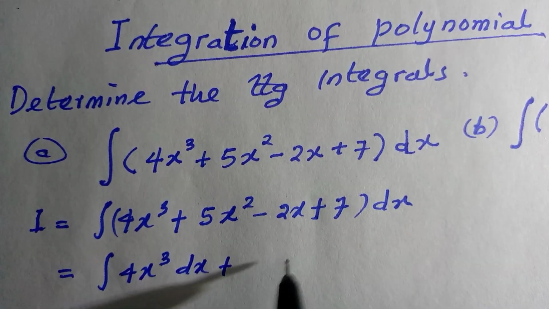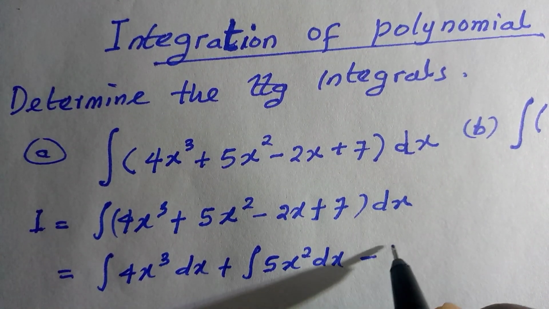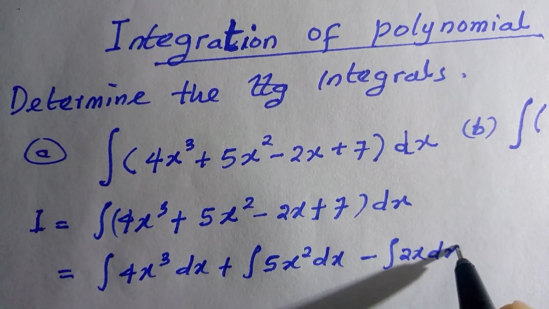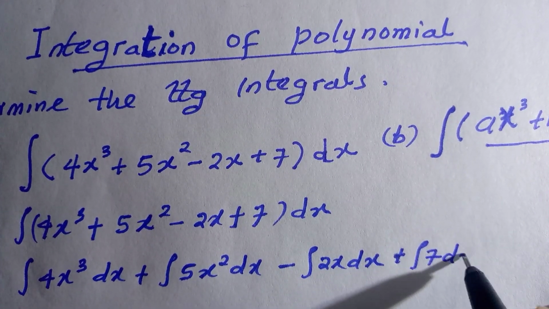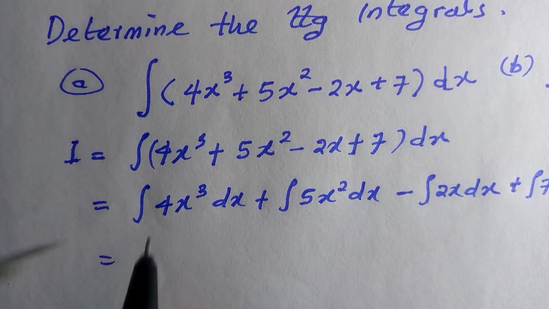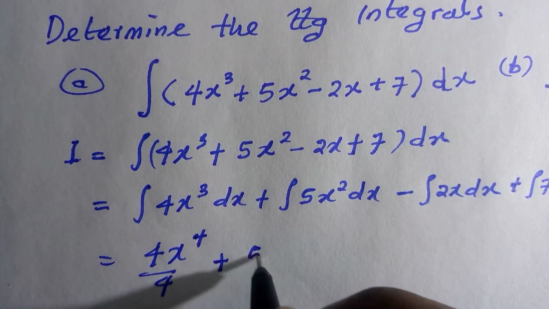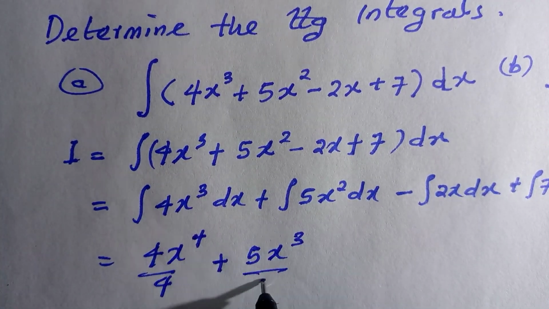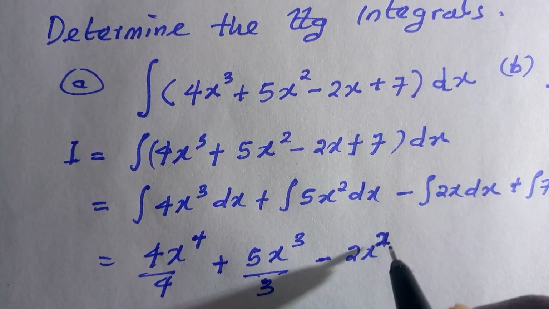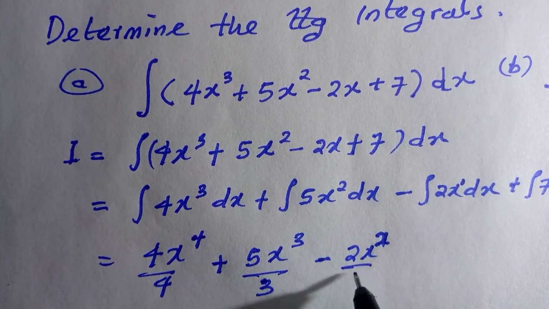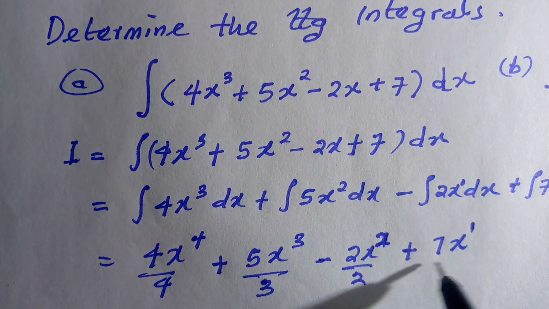Here we have this plus integral of 5x squared dx minus integral of 2x dx. And here we have the last one, which is plus integral of 7 dx. We start integrating this, and we have 4x raised to power 4 divided by 4, plus 5x raised to power 3 divided by 3, minus 2x raised to power of 1 plus 1, that is 2. It is 1 here, but by adding 1 we have this. So plus 7x, no power shown, so the power is 1.